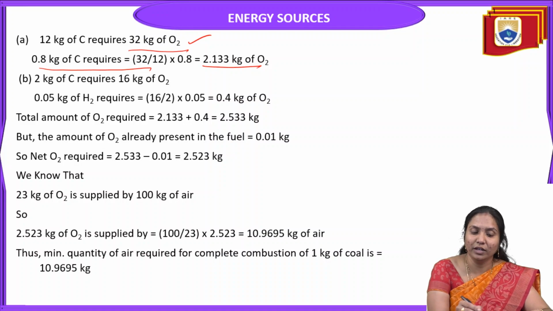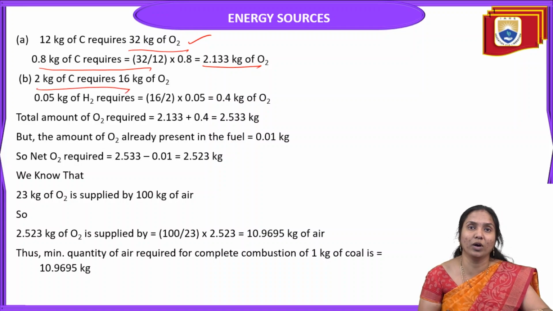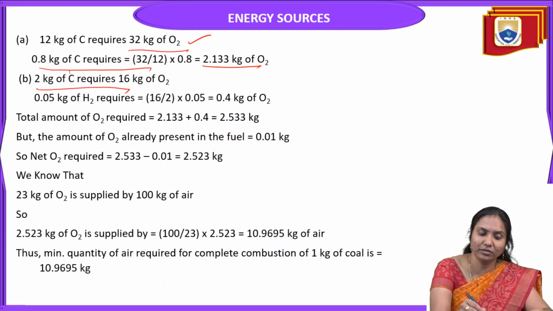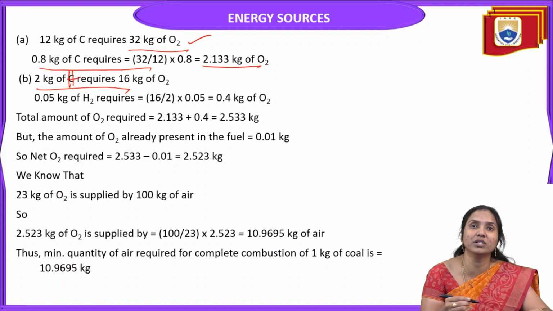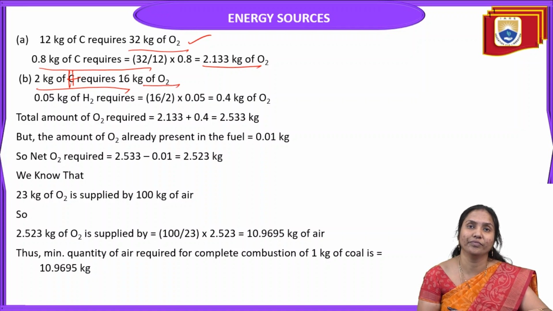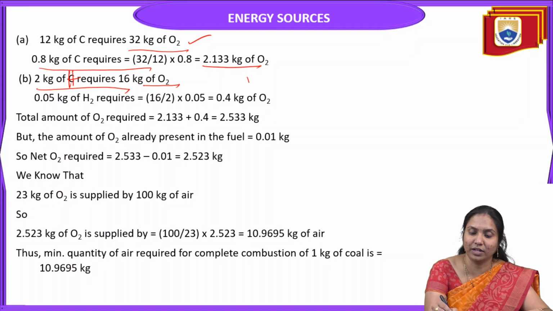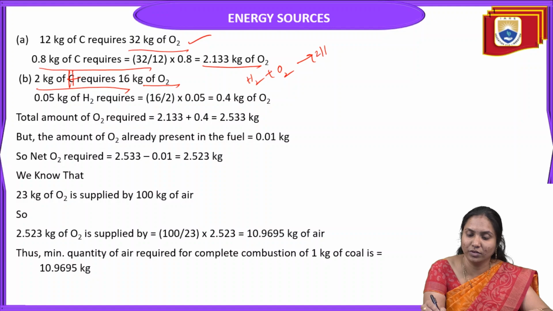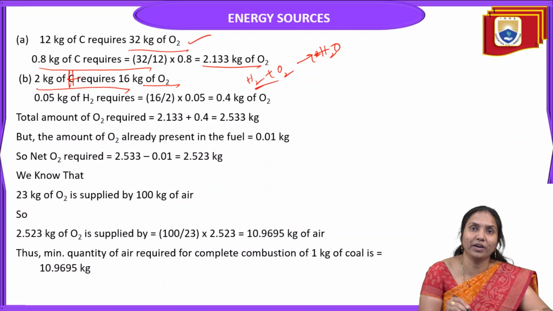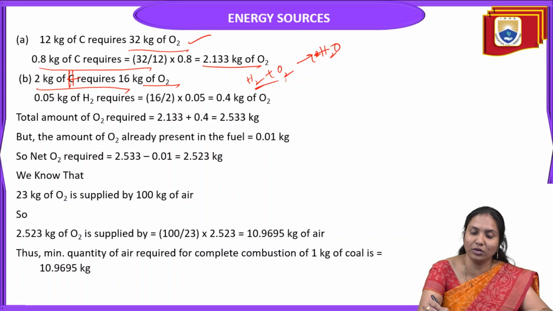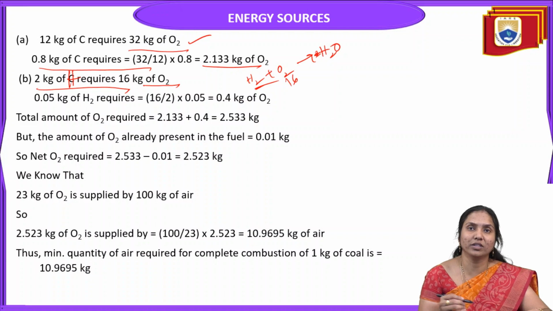In the same way, 2 kg of hydrogen requires 16 kilograms of oxygen. That means, for example, H2 plus O2 gives H2O. So here 2 kilograms of hydrogen requires 16 kilograms of oxygen.